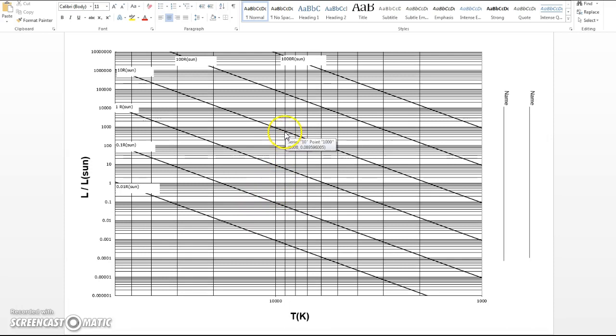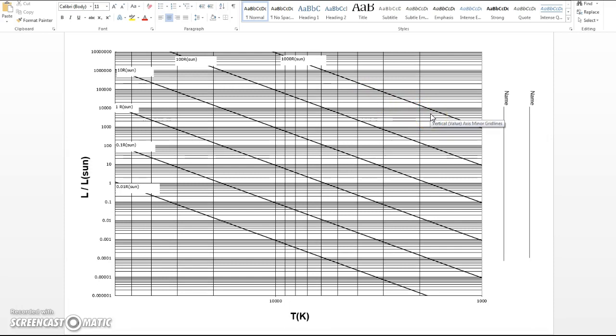Going up the scale, the stars up here will have a radius that's about 10 times the radius of the sun, or diameter, you can think about it that way. 100 times the solar diameter, 1,000 times the diameter of the sun.